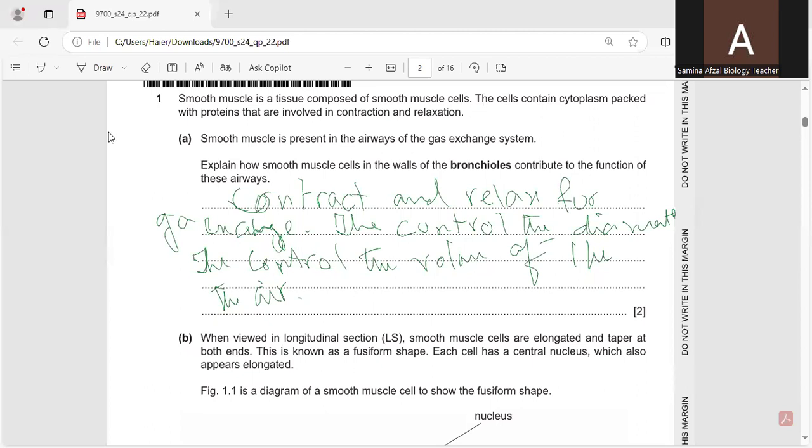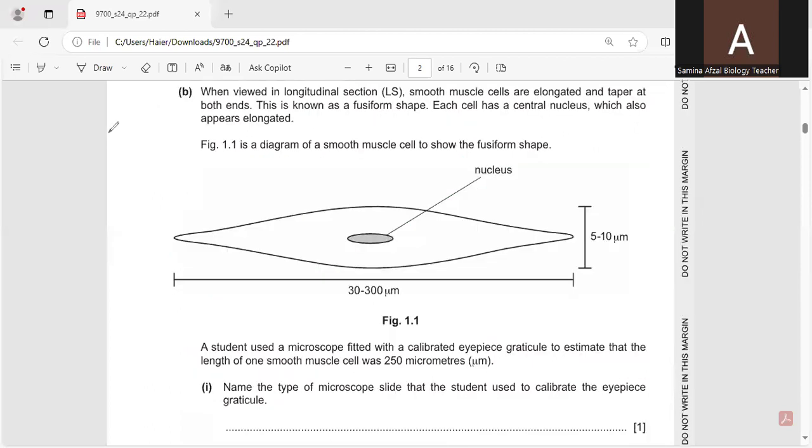You can see, when viewed in longitudinal section, smooth muscle cells are elongated and taper at both ends. This is known as a fusiform shape. Each cell has a central nucleus, which also appears elongated. The diagram shows a smooth muscle cell to show the fusiform shape. You can see the nucleus is shown, and it is 30 to 300 micrometer magnified.